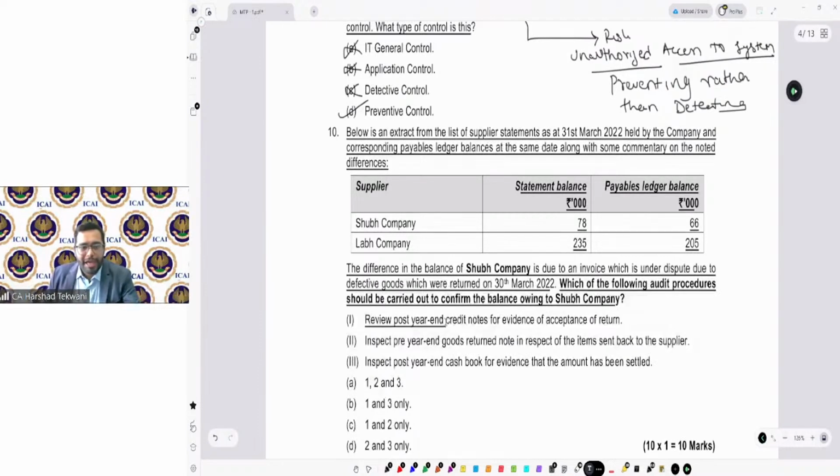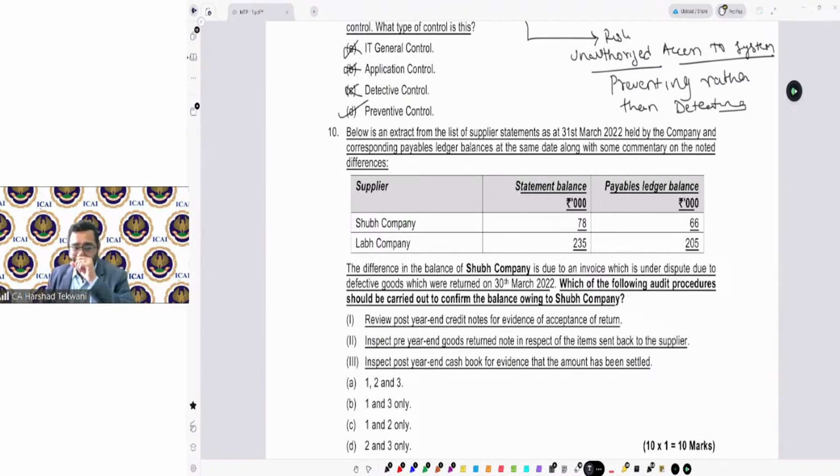One, review post-year end credit notes for evidence of acceptance of the return. Two, inspect pre-year end goods return notes in respect of the items sent back to the supplier. Three, inspect post-year end cash book for evidence that the amount has been settled. So what procedures will you follow to verify the balance of ship company? You can choose multiple options: 1, 2 and 3, 1 and 3, 1 and 2, or 2 or 3.